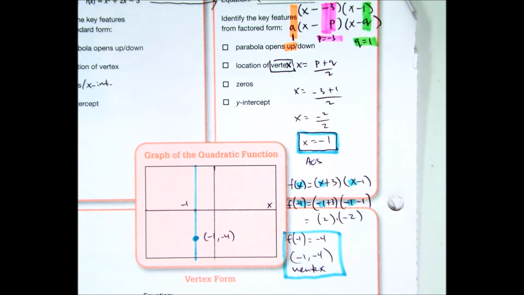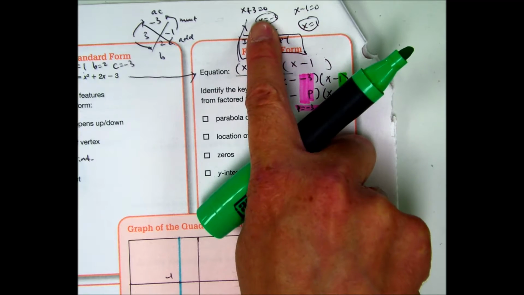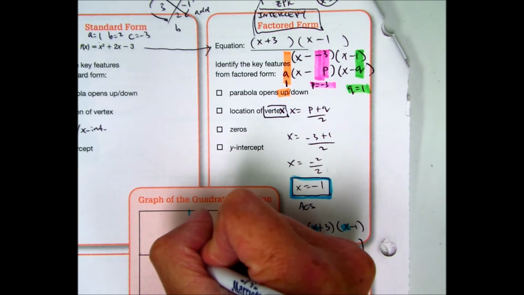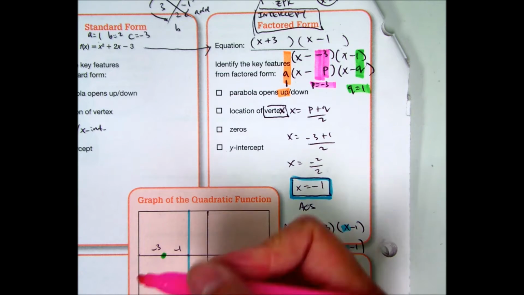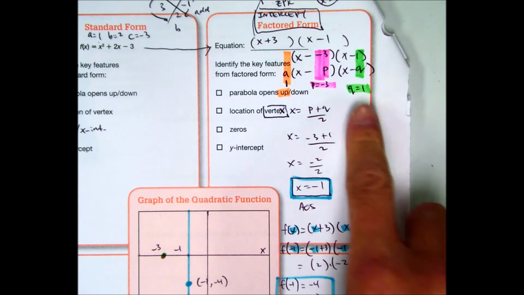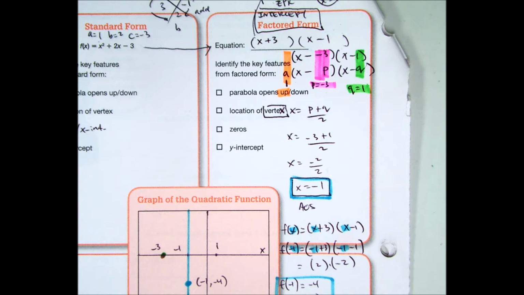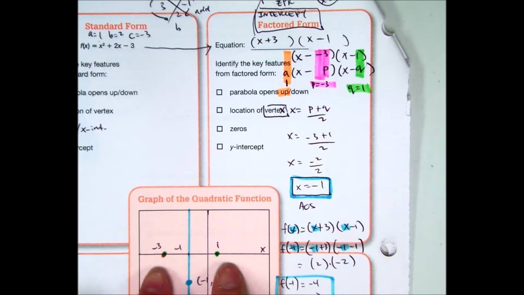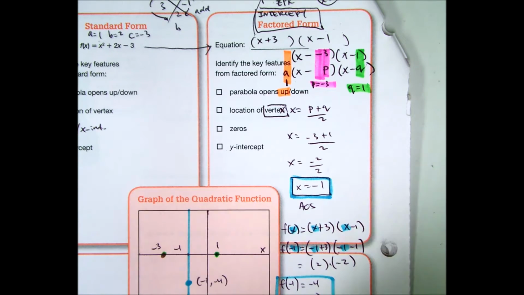And here's the great thing, watch this. P value of negative 3, or x equals negative 3. Okay, it's right here. Whoops, I did green, I did pink. And your q value of positive 1 is over here. That should have been green. And you'll notice that between negative 3 and 1 is negative 1. Go ahead and graph this up.